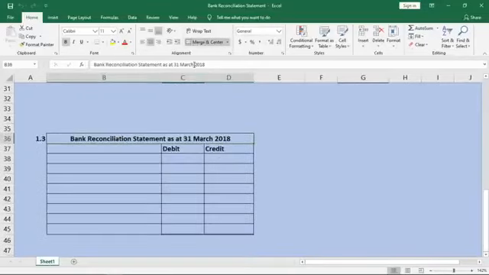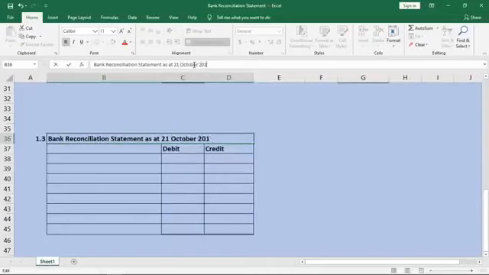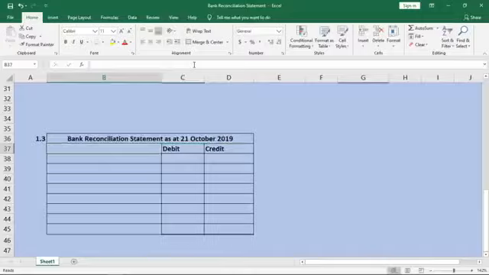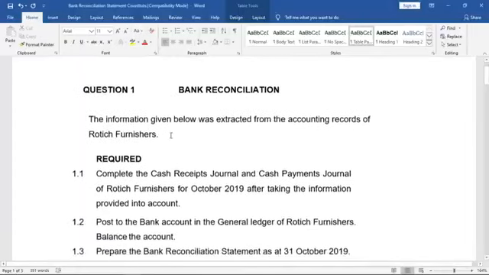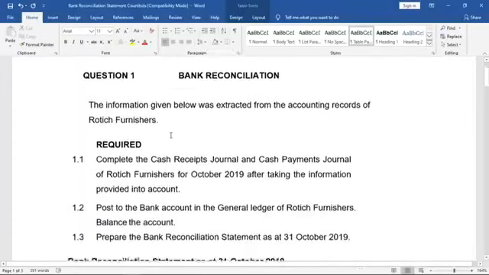So that date is supposed to be 31st of October 2019, because that's the date at which we asked to do the bank reconciliation statement. Now let's begin with the bank reconciliation statement.